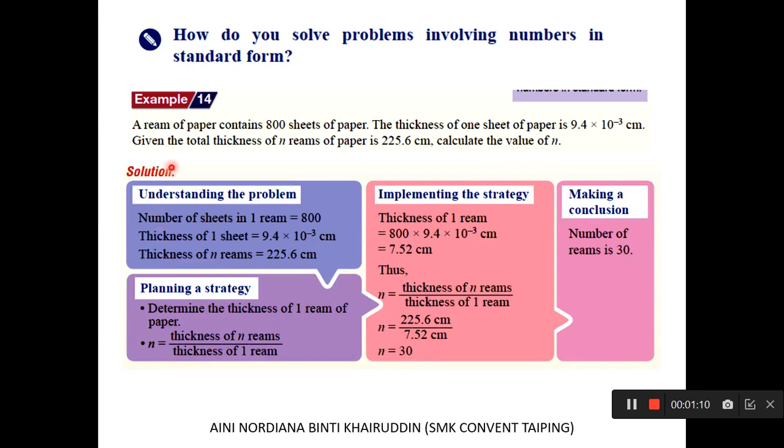So this is the solution. First, you have to understand the problem. What is the information in the question? This is all the information given. Number of sheets in one ream equals 800. Thickness of one sheet equals 6.4 times 10 to the power of negative 3. And thickness of n reams equals 225.6.